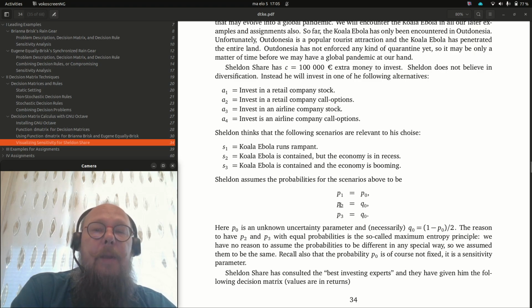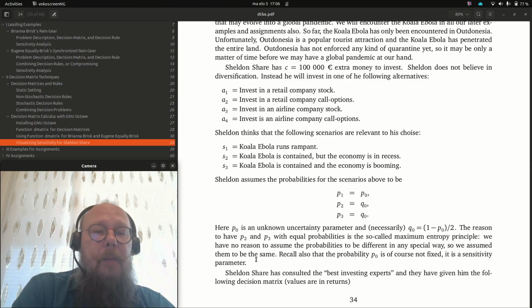And why are S2 and S3 equally probable? This is the so-called maximum entropy principle, meaning that we have no reason to assume that the probabilities are different in any special way, so we assume them to be the same. This is just the principle. Also recall that P0 is not fixed, it's a sensitivity parameter.